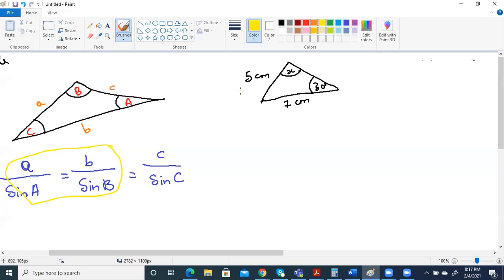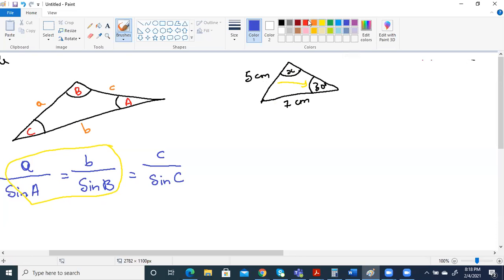So in our case here, we have a side and we have the opposite angle. So we can call this side A and angle A. And we have another side that we can call side B. And we have one angle missing, which is angle B. You understand me? So we know we can use the sine rule.